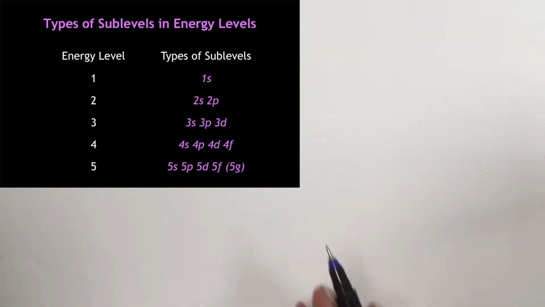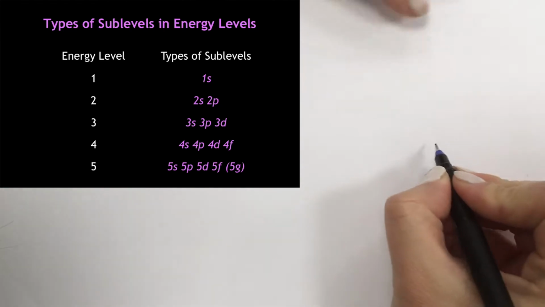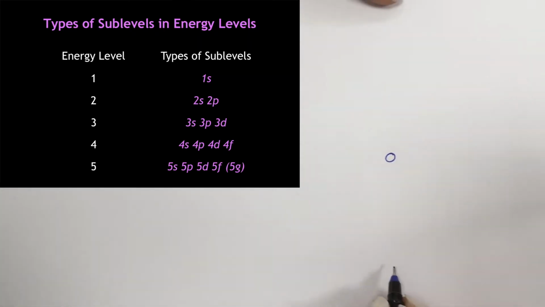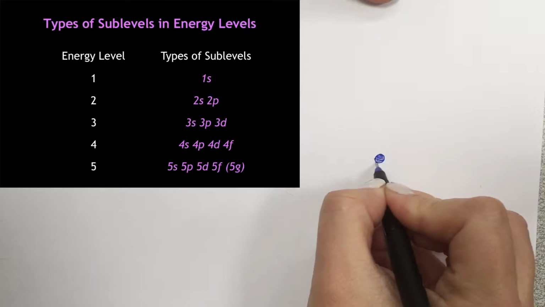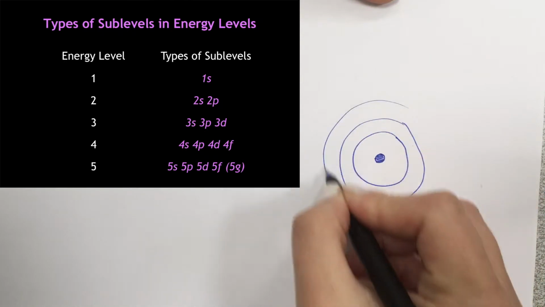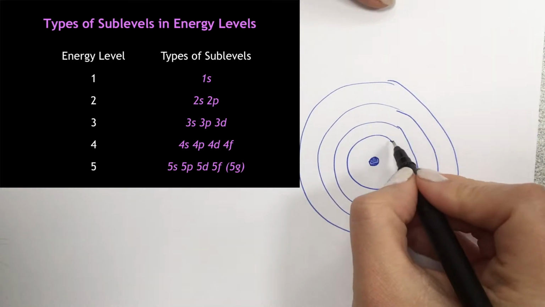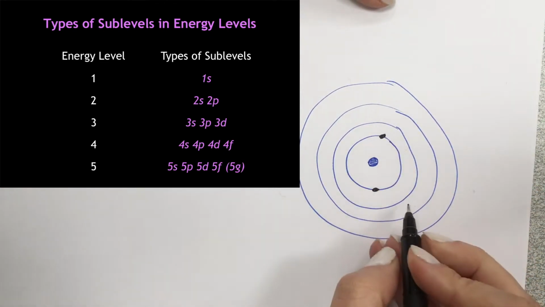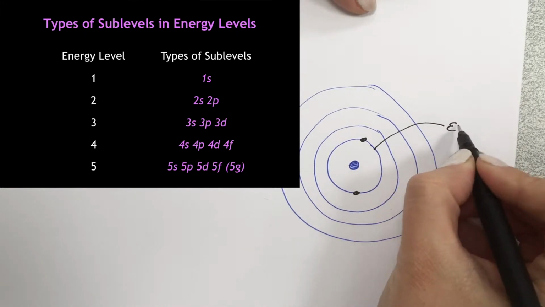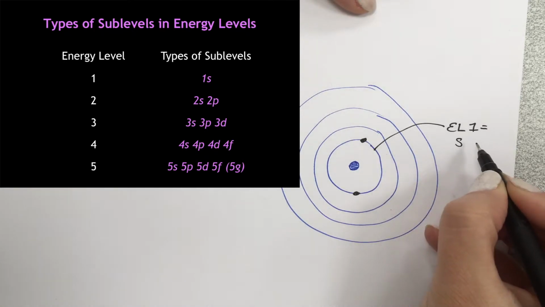You can memorize this, but this is going to be common knowledge to you by the end of this unit, if you're doing the practice problems and watching the videos. We're just going to do a generic atom here. So this is just the nucleus, and energy level 1, energy level 2, energy level 3, energy level 4, okay? So energy level 1 would have 2 electrons, and it has an S shape, or an S orbital.